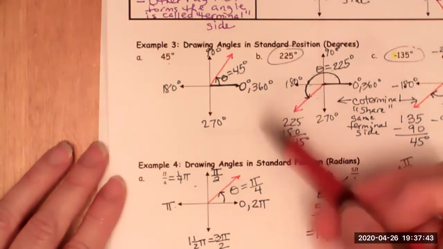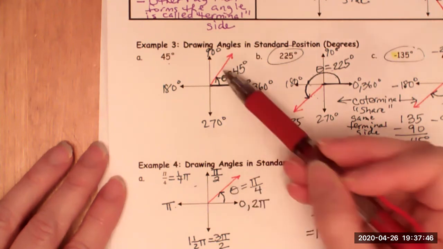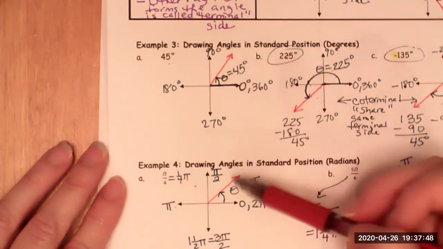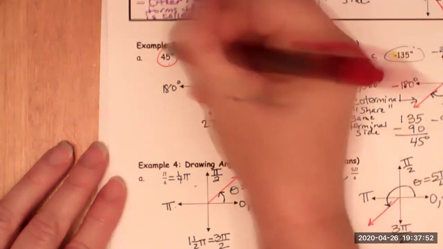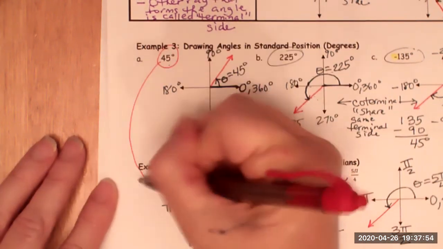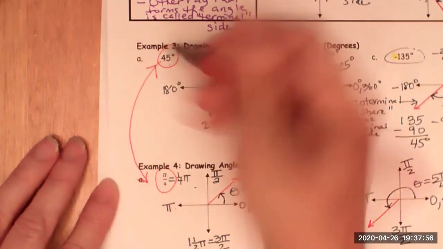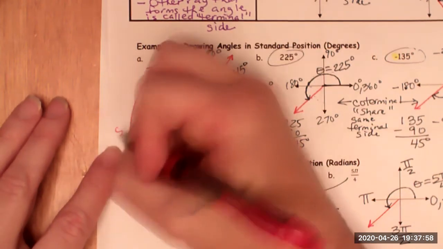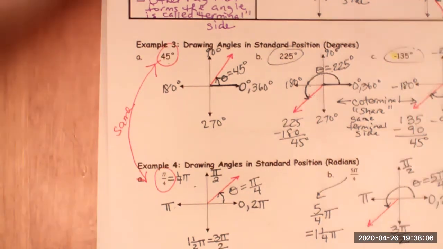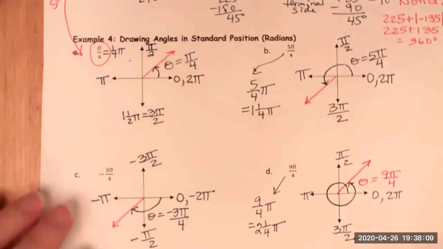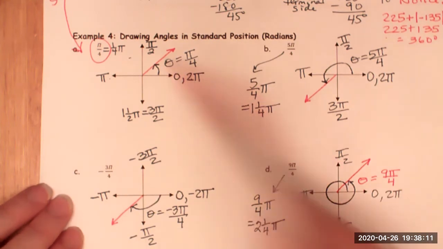Check this out over here. You notice how these two terminal sides were in the identical location. So we're going to notice here 45 degrees and pi over 4 radians are the same. So pi over 4 is the same as 45 degrees. Pi over 4 radians, 45 degrees.